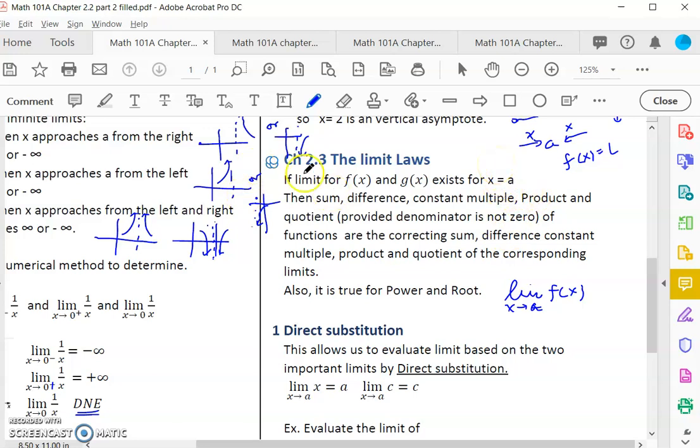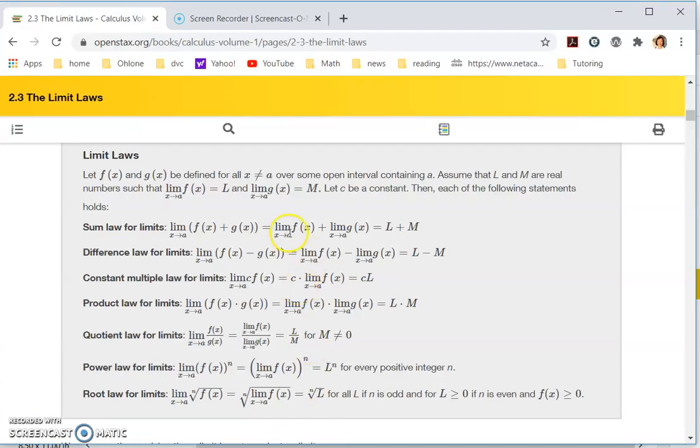I did not copy the limit laws over here, so I'm just going to show you the book version of it. The limit laws say that if I have two limits and they exist for f and g, if I add f and g, then the limit is just the two limits added together. If I subtract them, it is the two limits subtracted. If I multiply one of them by a constant, then it would just be the limit multiplied by that constant. So it seems reasonable.